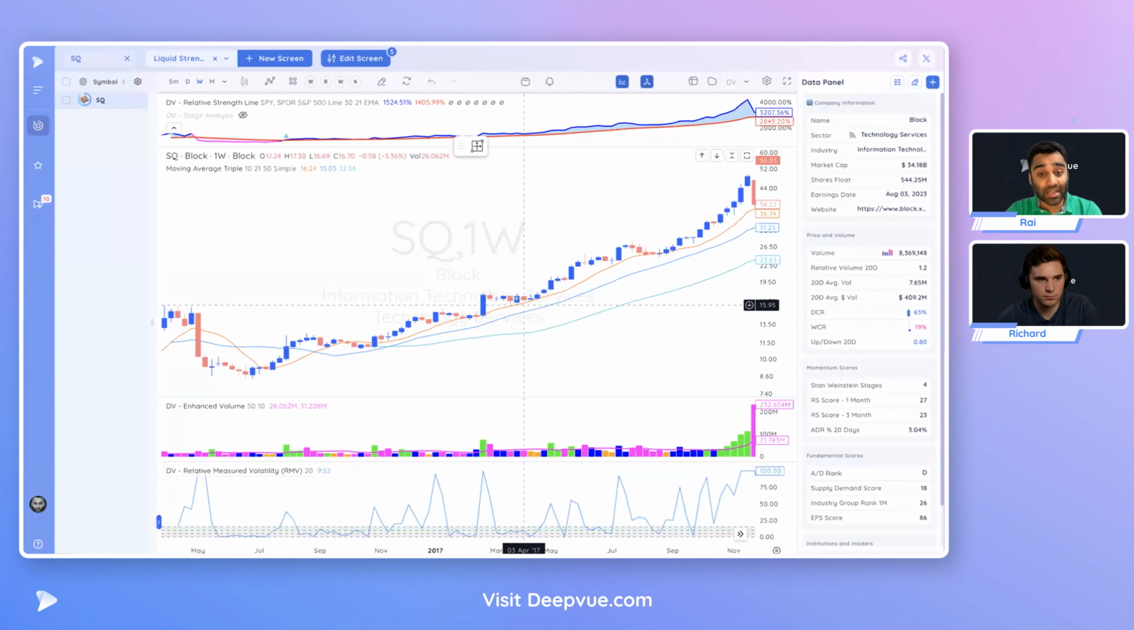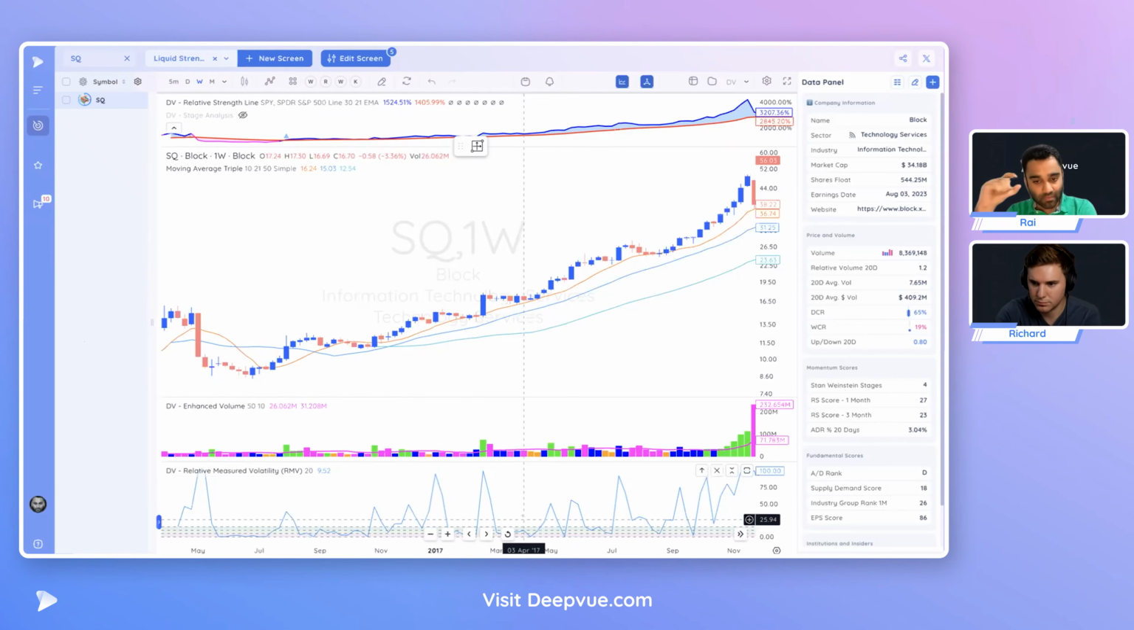So is it trading tight versus how it's been trading historically? And every time the RMV, or relative measured volatility score, falls into this 10-15 zone, and Richard can explain quite well what that means. It means that relative to how it was trading before on the look back period, the stock is starting to trade tight.